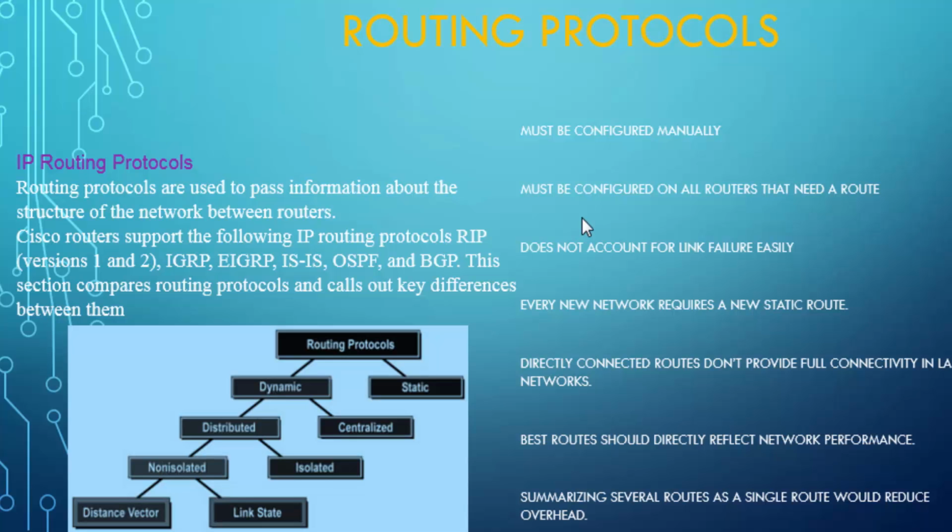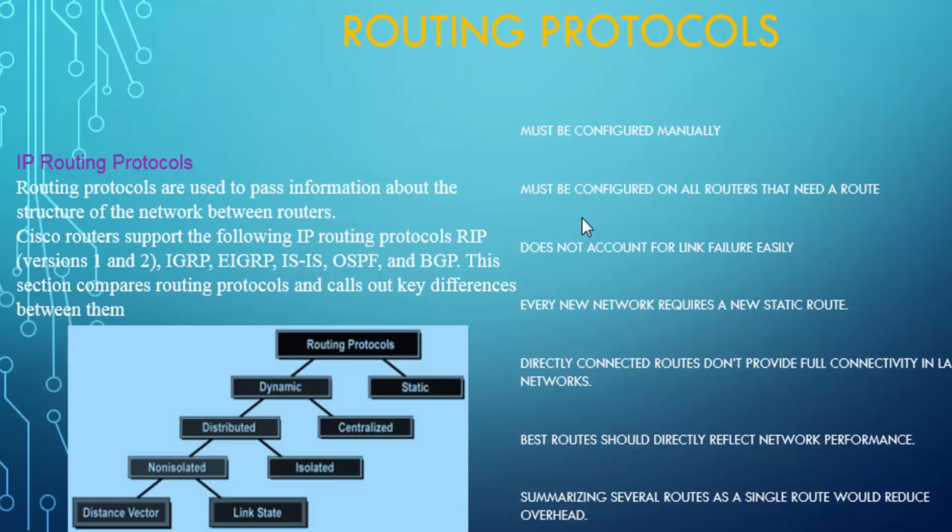And now we're going back to talking about convergence. In case there is a link failure, it needs to find a very fast way through another path to get from router A to router B. Every new network requires a new static route. Well, that's obvious. Directly connected routes don't provide full connectivity in large networks. Directly connected routes only work in very small networks.